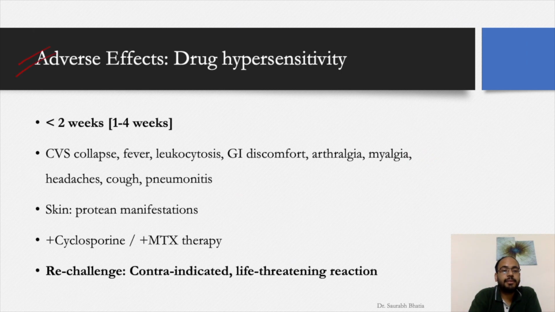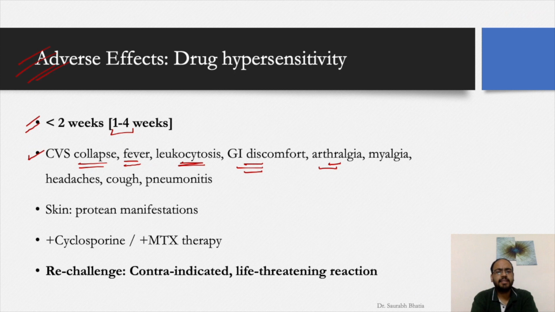Now let's discuss drug hypersensitivity. It is a hypersensitivity reaction which is distinct from DRESS. It occurs very quickly, within the first 2 weeks of therapy. The range is around 1 to 4 weeks. It is characterized by cardiovascular collapse, fever, leukocytosis, GI discomfort with nausea, vomiting, intense arthralgia, myalgia, headaches, cough, and pneumonitis.